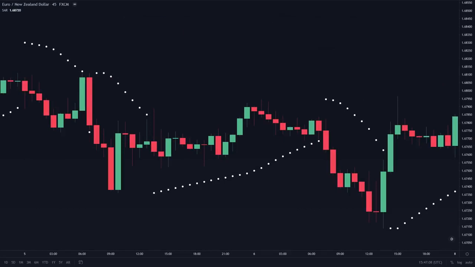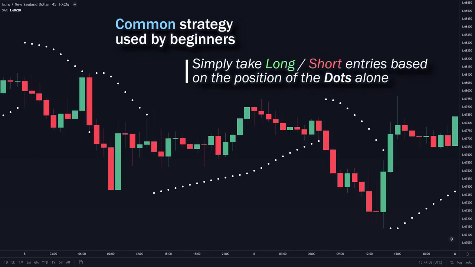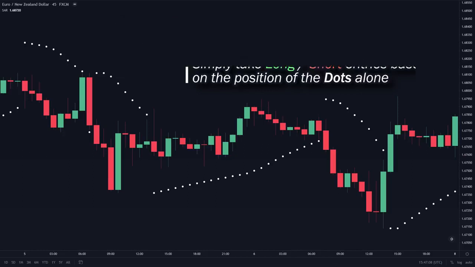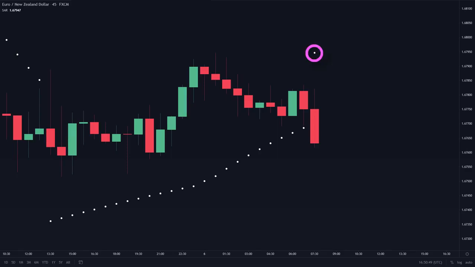Now, I'm going to show you the different strategies that you can use with the parabolic SAR. So first, a common strategy that is often used by beginner traders is they simply take long or short entries based on the position of the dots alone. For example, when the dot switches to below the candle, they take long positions. And when the dot switches to above the candle, they take short positions.